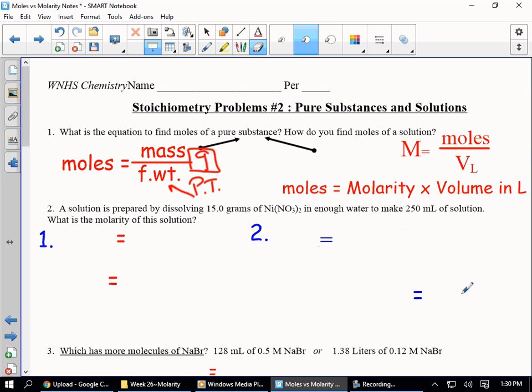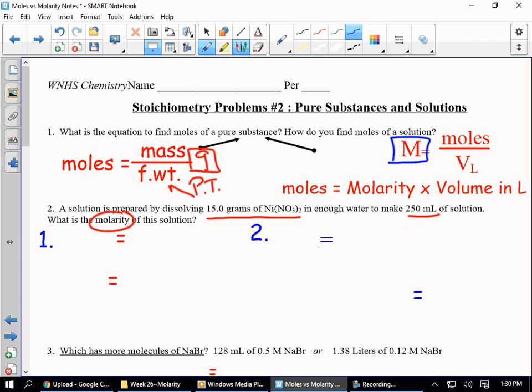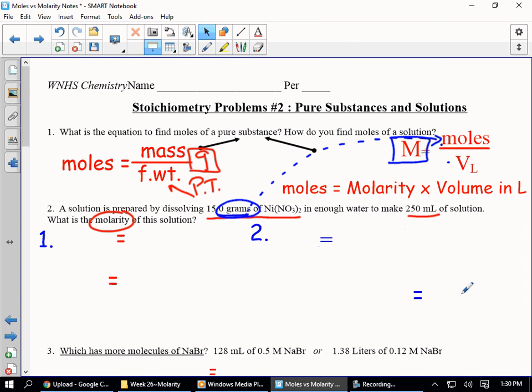Alright, so the question says, a solution is prepared by dissolving 15 grams of nickel 2 nitrate in enough water to make 250 milliliters of solution. What is the molarity of this solution? So basically what this is saying is I'd like to know the molarity, but we have grams. So we can't just dissolve our grams into our volume. We'll have to change this into moles. So as soon as you see grams, the first thing your brain should be thinking is, if I see grams, I probably need to use moles equal mass over formula weight.